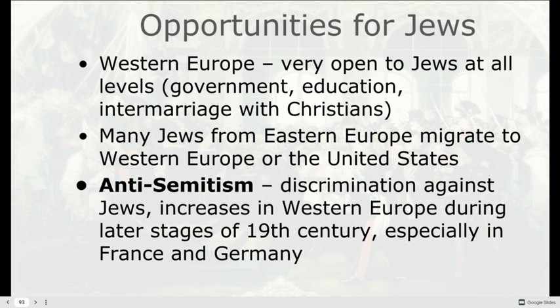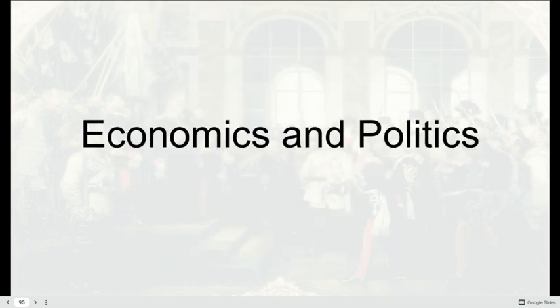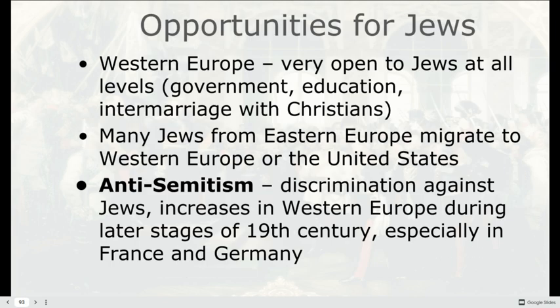So things were obviously a lot worse in Eastern Europe. So you would see a migration of Jews from east to west. But despite these improvements, there would still be anti-Semitism, especially in France, and not surprisingly, Germany.